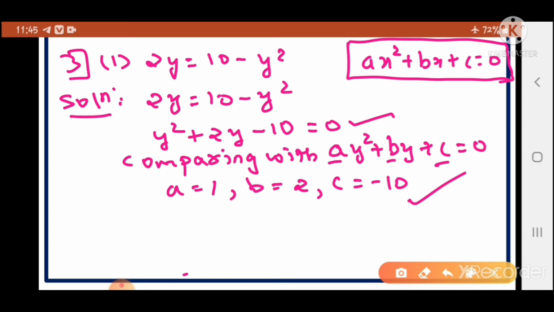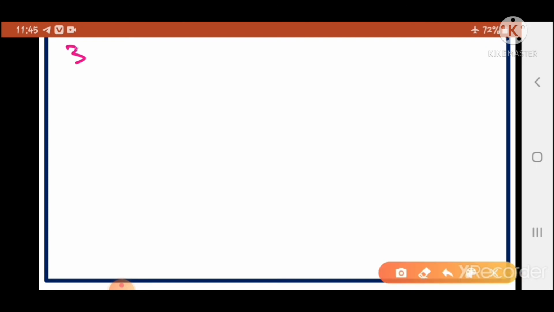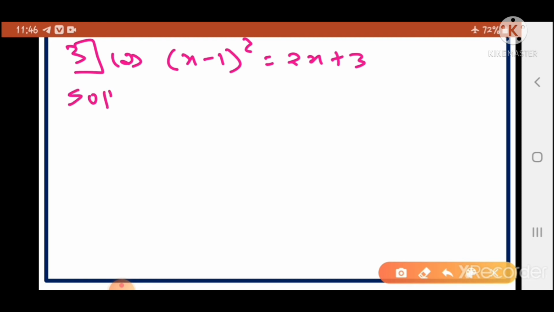Just observe it. Clear? Now let us move to the another sum of question number 3 also. Of question number 3 only, right? So second sum of question number 3, that is x minus 1 the whole square equal to 2x plus 3. Arrange in the standard form. So what you will do here? First of all you have to solve this bracket. ये ब्रैकेट को आपको सॉल्व करना पड़ेगा. x minus 1 the whole square is equal to 2x plus 3.